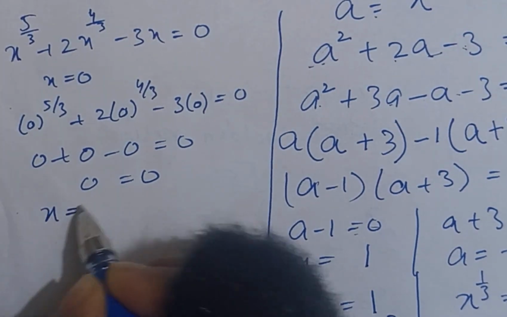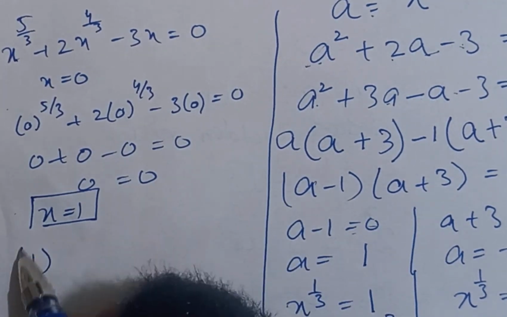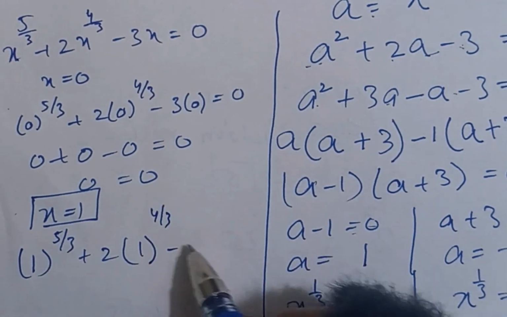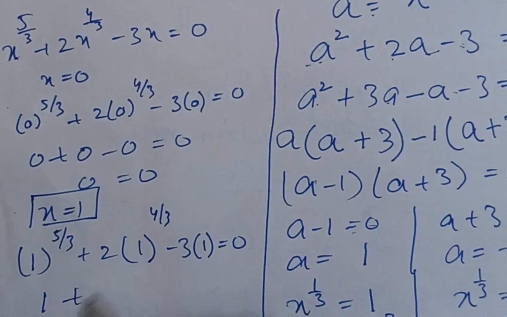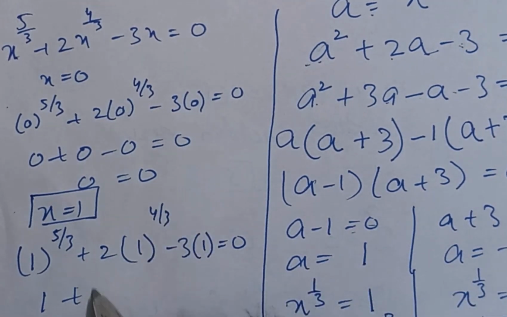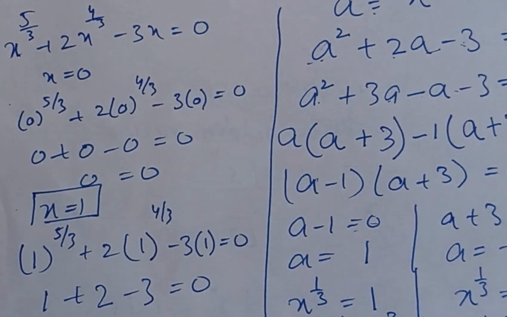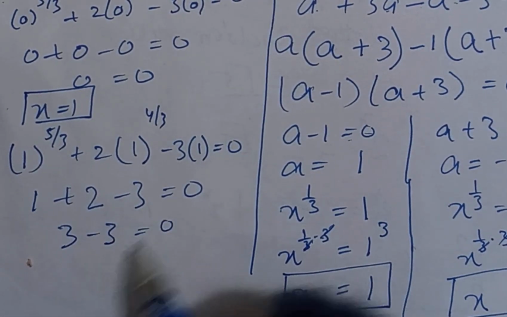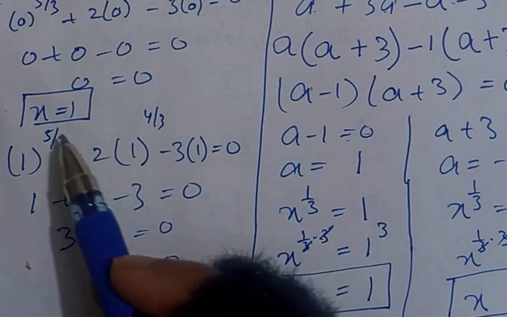Now we check for x is equal to 1. So we substitute x is equal to 1 in this equation. So this will become 1 raised to the power 5 over 3 plus 2 times 1 raised to the power 4 over 3 minus 3 multiplied by 1 is equal to 0. So 1 raised to the power 5 over 3 is 1, plus 1 raised to the power 4 over 3 is also equal to 1, and if we multiply this 1 by 2, then we get 2. And minus 3 multiplied by 1 is minus 3. And 1 plus 2 is 3, minus 3 is 0. So 0 is equal to 0, left hand side is equal to right hand side. So we have verified x is equal to 1.